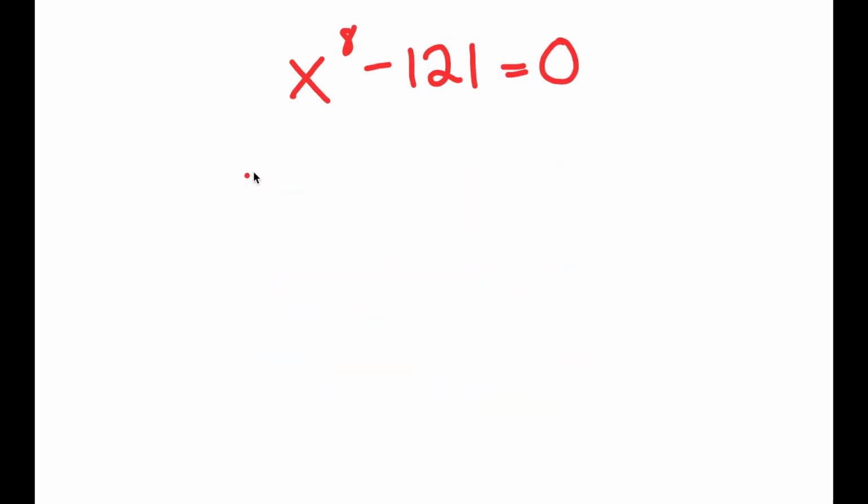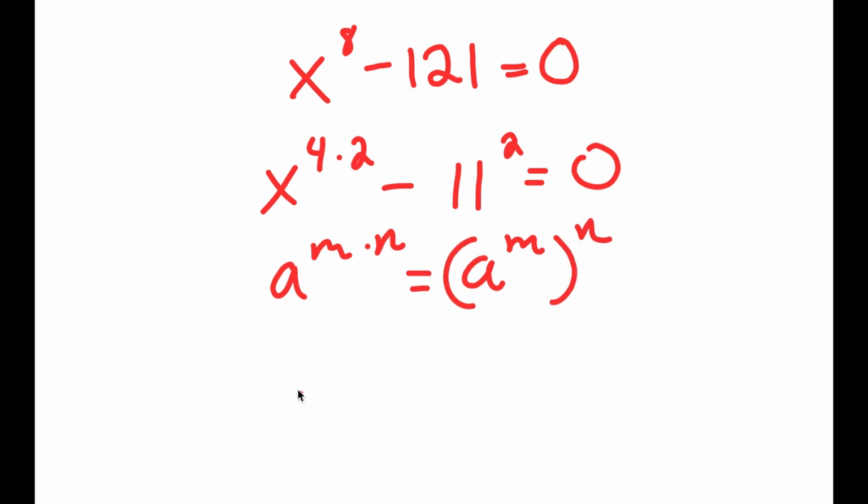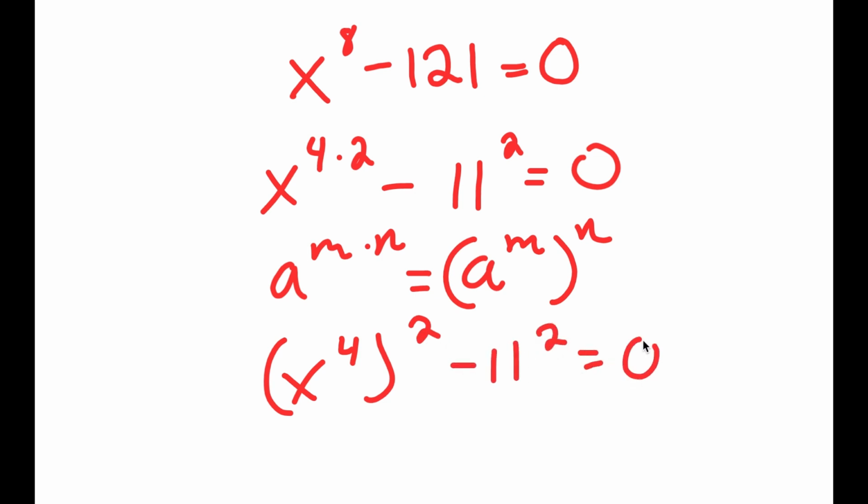Alright, so in this problem, I have x to the power of 8 minus 121 is equal to 0. So to solve this, I'm going to first start by rewriting x to the power of 8 as x to the power of 4 times 2. Now I have this minus 121, which is the same thing as 11 squared. Now if I have something in the form a to the power of m times n, this is equal to a to the power of m to the power of n. So x to the power of 4 times 2, that's going to equal x to the power of 4 to the power of 2. Now I have this minus 11 squared is equal to 0.